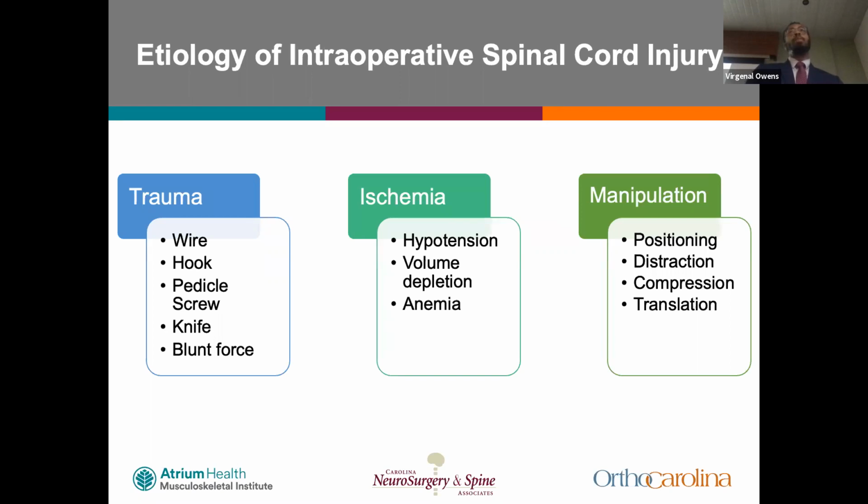Just really quickly, just thinking about some of the etiology of spinal cord injury. This list is by no means exhaustive, but you can have trauma dealing with pedicle screw insertion, dealing with how you use your knife, or just with blunt force with any instrument. Ischemia due to hypertension, volume depletion, and anemia, and also manipulation, just positioning the patient before surgery, and also intraoperatively doing things such as distraction, compression, or translation.